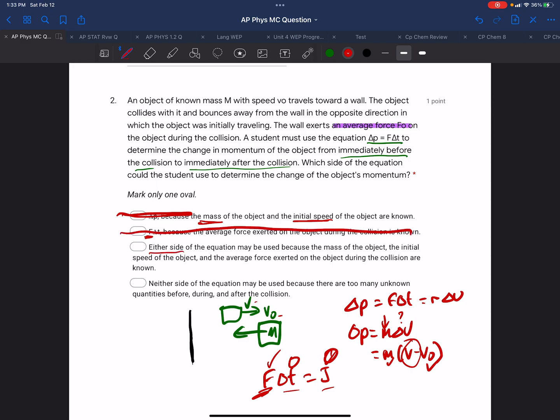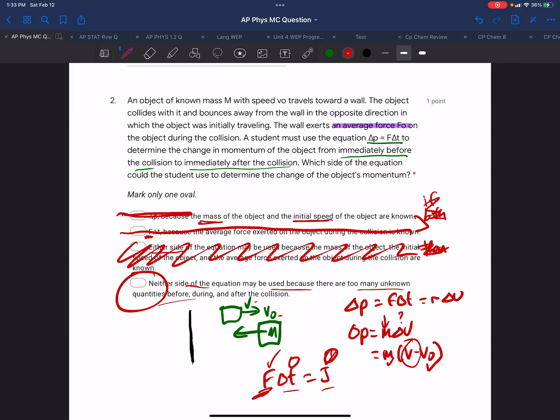It says either side. Well, what we know is neither side can. So that's false. This would be correct if these two were both correct. If both of these worked, then this would be the answer. But since neither of those does, it is not this one. So neither side can be used because there are too many unknown quantities before, during, and after the collision. And that's the answer.